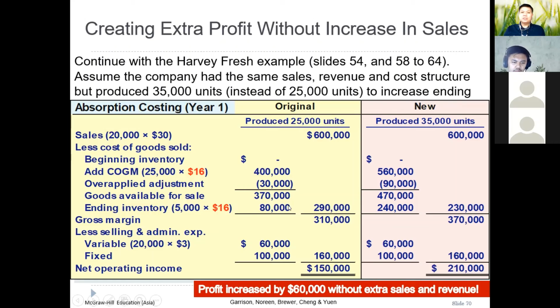Di ba? So titignan mo to, pareho lang yung kanyang sales. Pero hindi siya pareho ng pinroduce. Kasi dito, nagkaroon pa siya ng ending inventory. At makikita mo, mayroon palang effect. Saan? Sa net operating income. Eh paano? Yung fixed overhead na nandun sa ending inventory, hindi pa siya pumasok dito. Nandun pa siya sa ending inventory. Kailan siya papasok? Mare-release pa lang siya the following period.